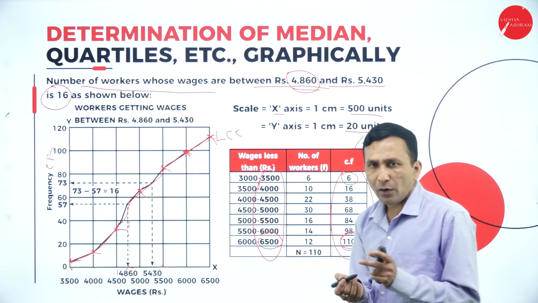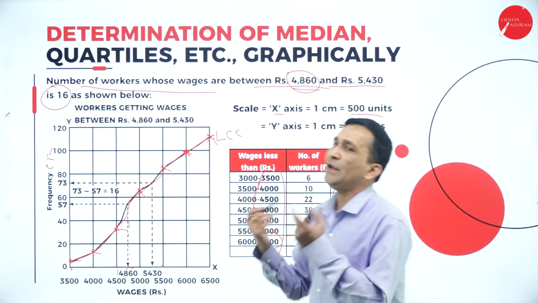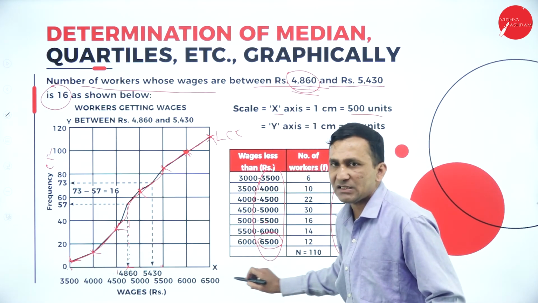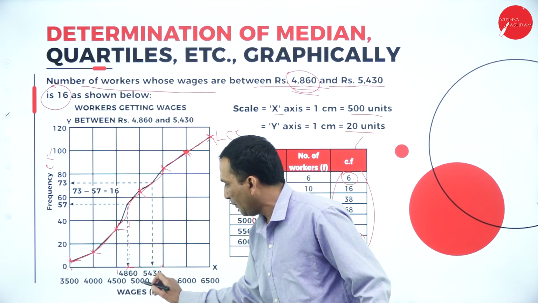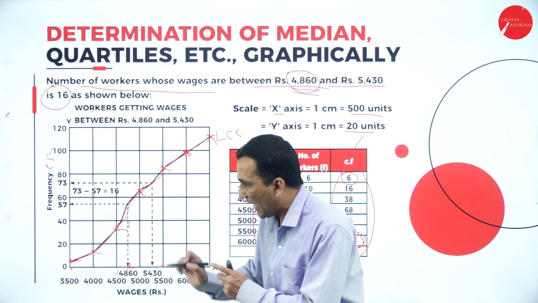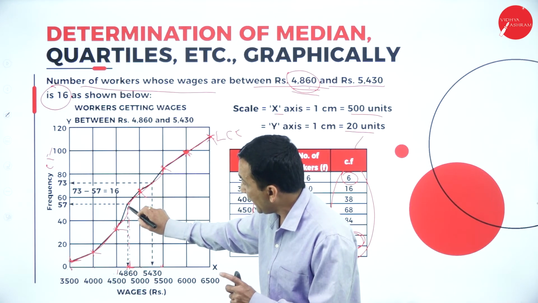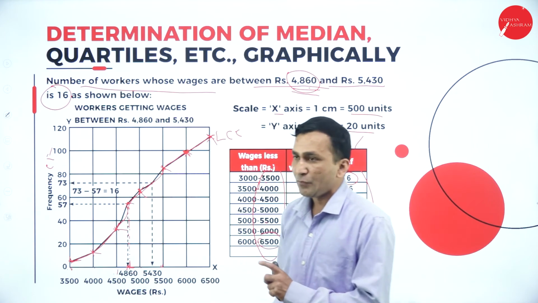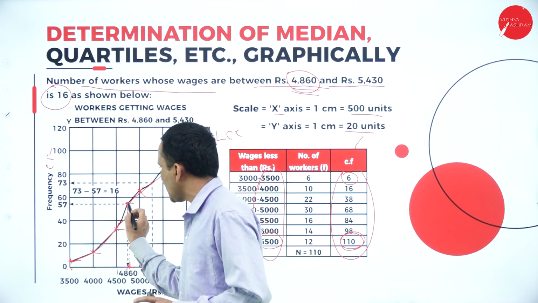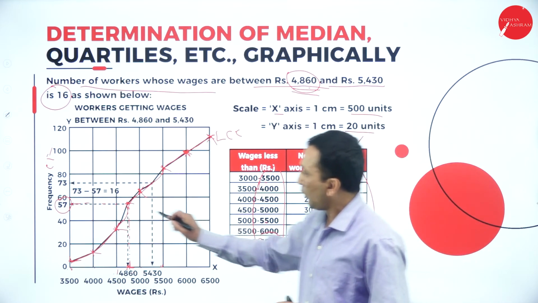According to the problem, we need the number of workers whose wages are between 4,860 and 5,430. How many workers? We are finding it using this. First, 4,860 on the x-axis lies between 4,500 and 5,000. After marking that value, the perpendicular line goes upward till it touches the less than cumulative curve. After touching, we go left in the frequency direction. This dotted line extends to the frequency axis, and the value we easily identify is 57.